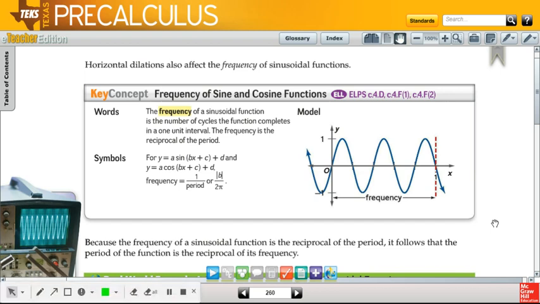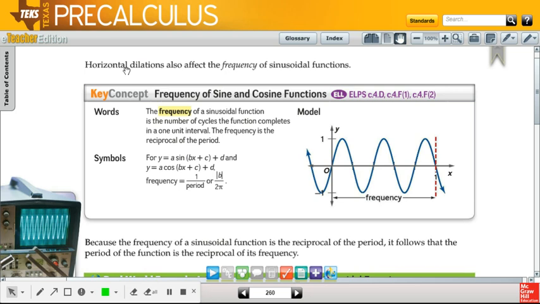Now, I mentioned earlier that there's vertical dilation. There's also going to be horizontal dilation. At the top it says horizontal dilations also affect the frequency of sinusoidal functions. So let's talk about the concept: frequency of sine and cosine functions.